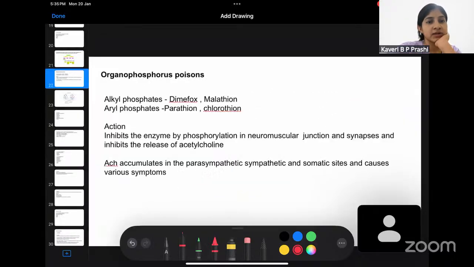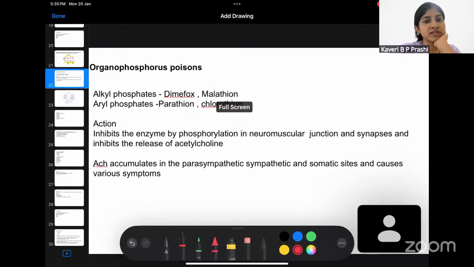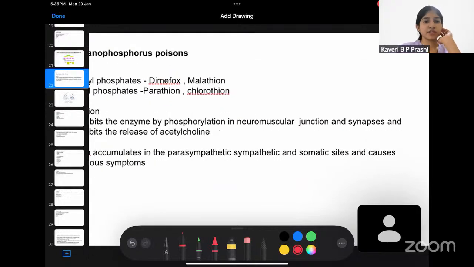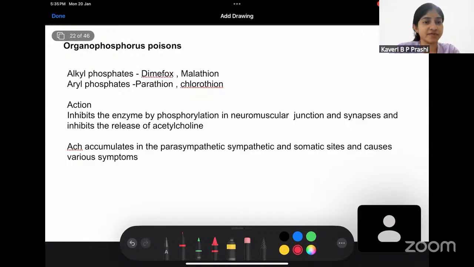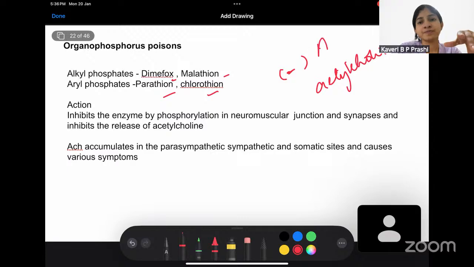Now here also, the same thing about organophosphates. This will go a little faster, so it's like a revision for you. Two types: alkyl phosphate and aryl phosphate. Examples of alkyl phosphate: dimethoate, malathion. Examples of aryl phosphate: parathion and chlorothion. So what is the action? There is inhibition of the enzyme acetylcholinesterase, because of which acetylcholine is not broken down.